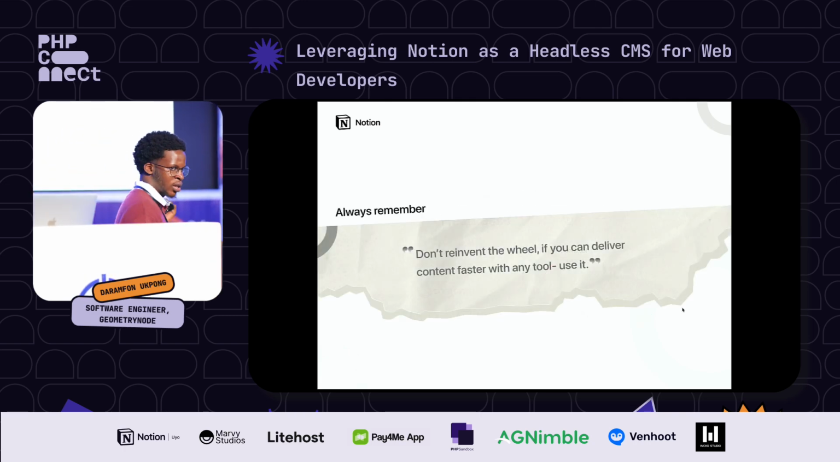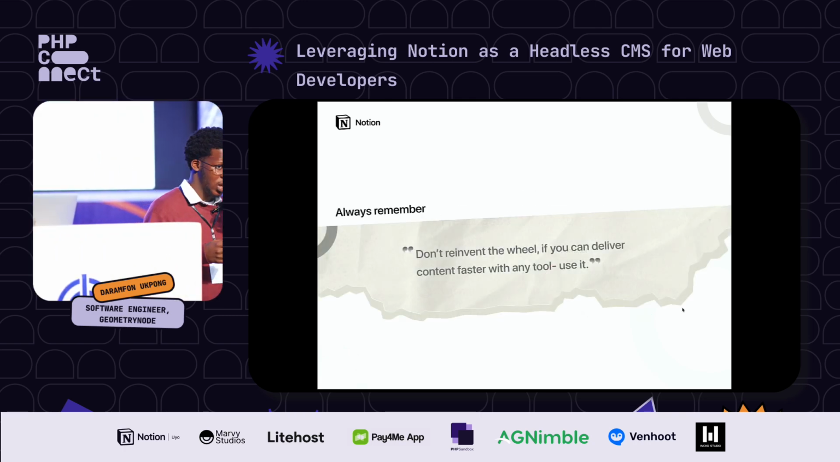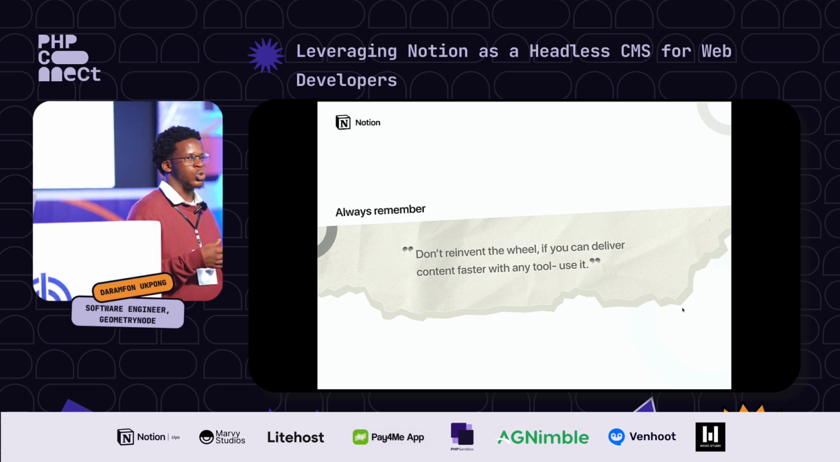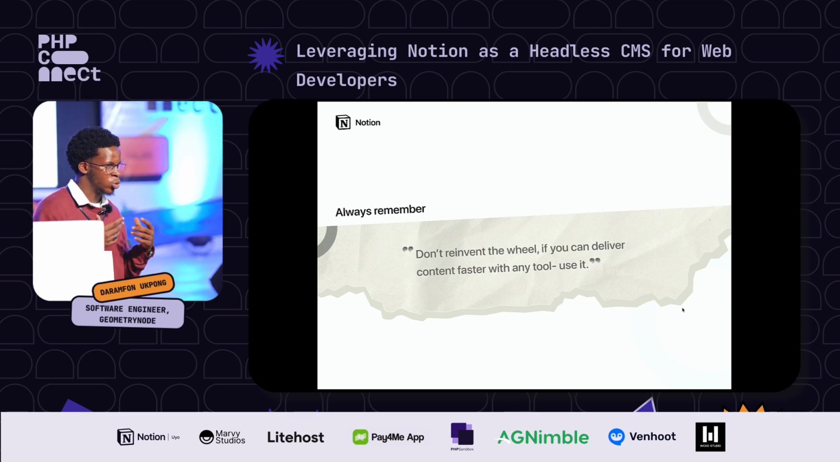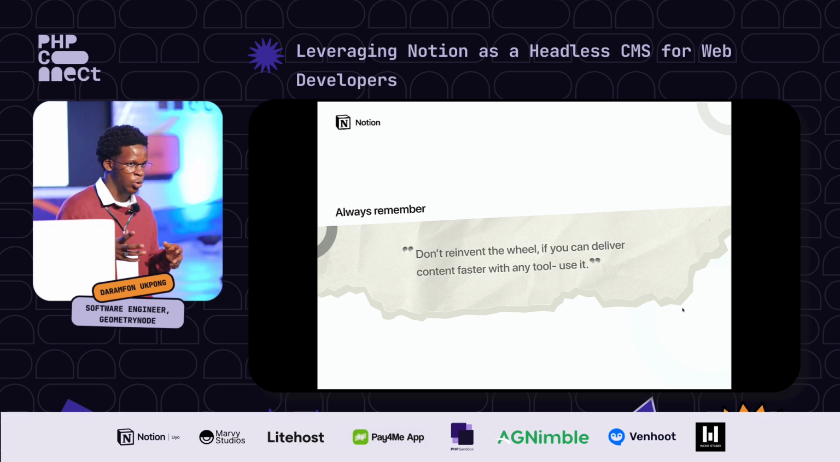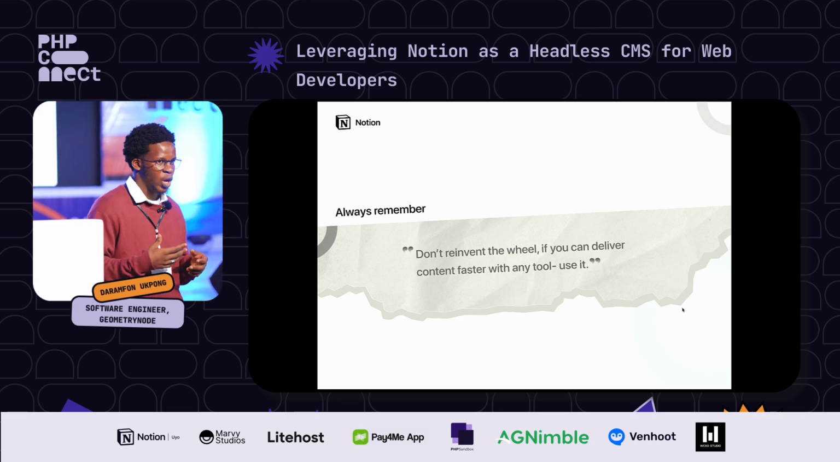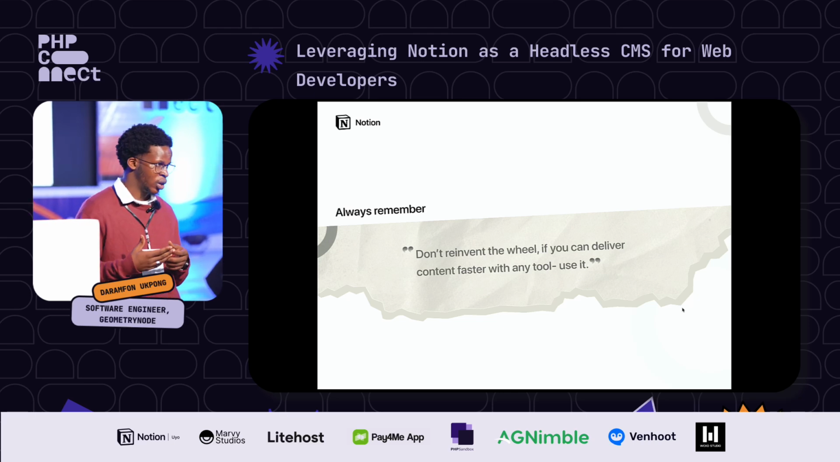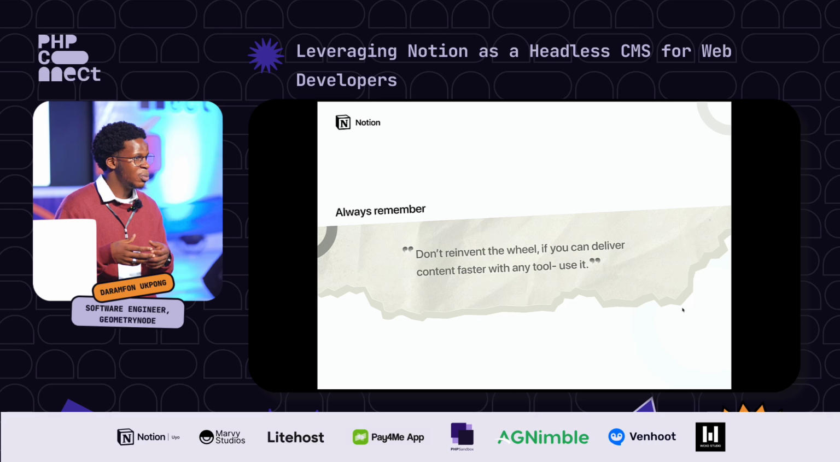So moving forward, I had this little note. It says don't reinvent the wheel. If you can deliver content faster with any tool, please use it. We always have this temptation to try to use big tools and play around with stuff that we could actually do faster. So I think we should understand that if you have the need to do something and you have something that can do it fast, please use it.